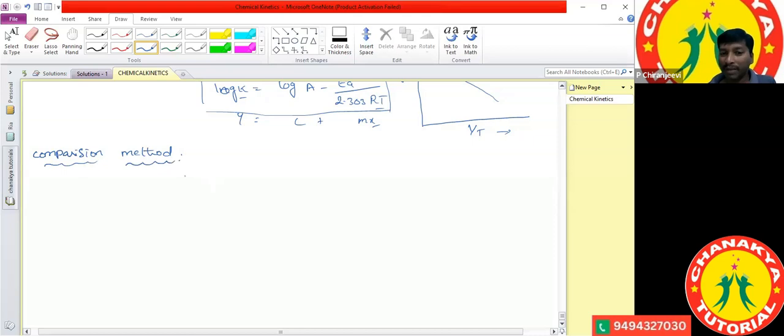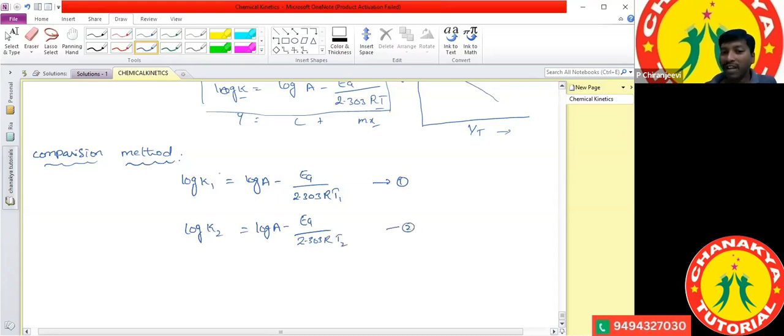Sir, how are we going to explain? For example, the first formula: log k, where k we are considering as the rate constant. log k1 is equal to log A minus Ea by 2.303 R T1. That means T1 is a different temperature. So this is the first equation. And the second equation we are taking, the second condition with the second rate constant: log k2 is equal to log A minus Ea by 2.303 R T2. So this is the second temperature.